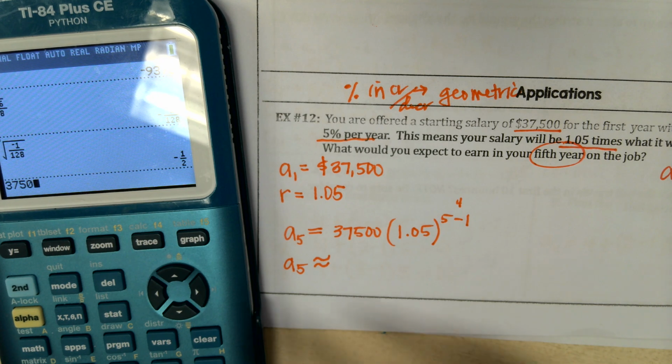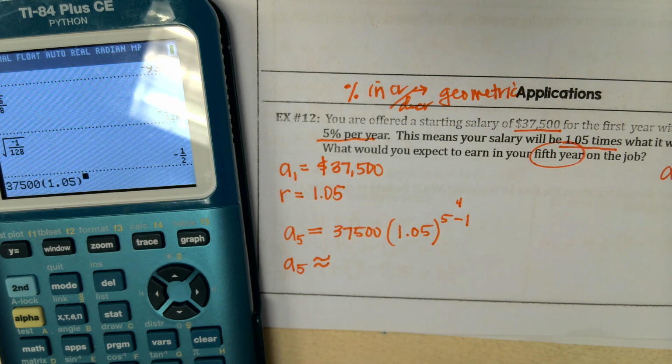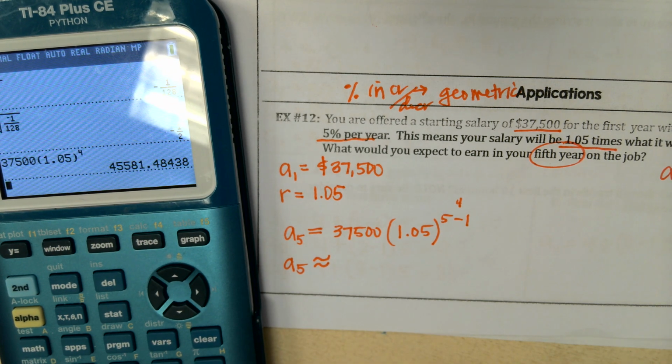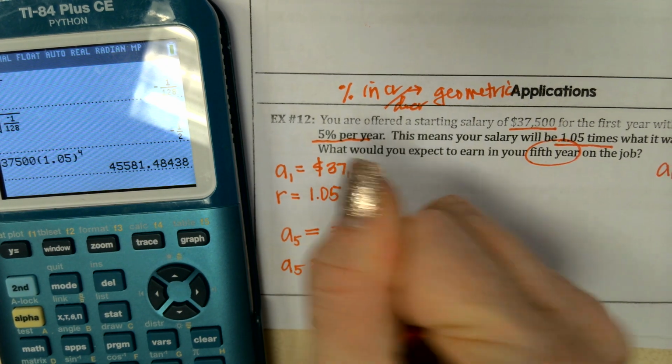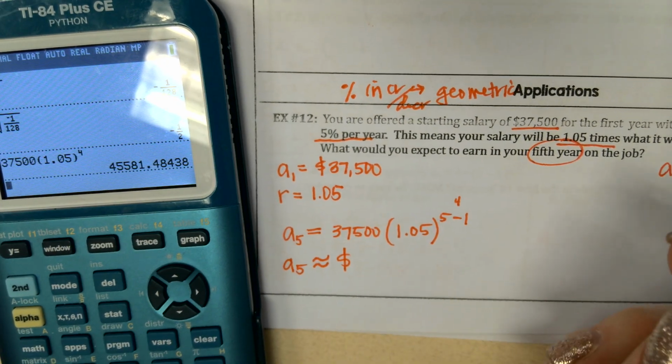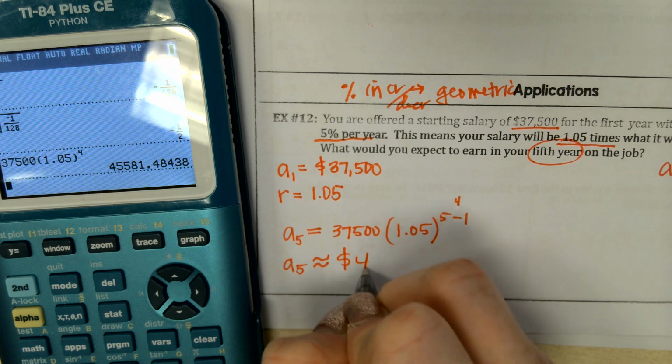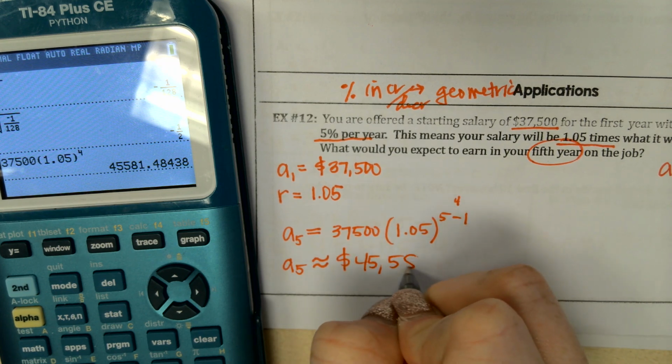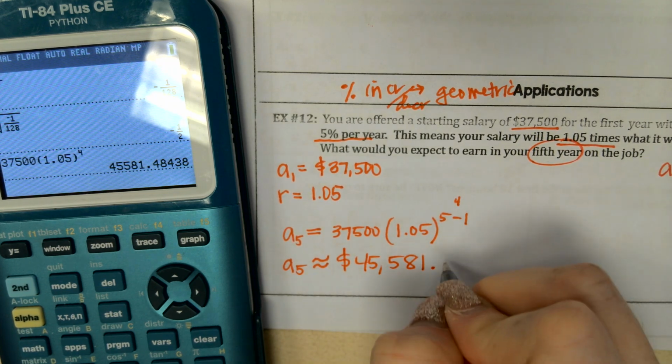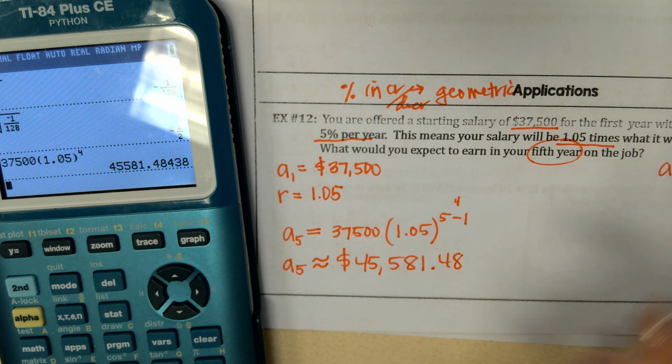So 37,500 times 1.05 to the 4th power. How many decimal places do I need for money? 2. So I have $45,581 and 48 cents. Now, you better rest assured that company is not gonna round up and give you a 49 cent. They're gonna keep their money.